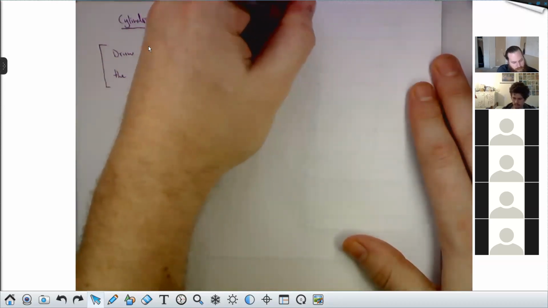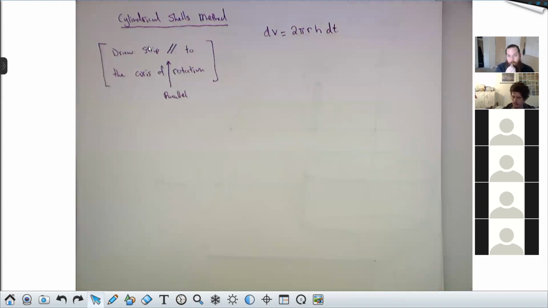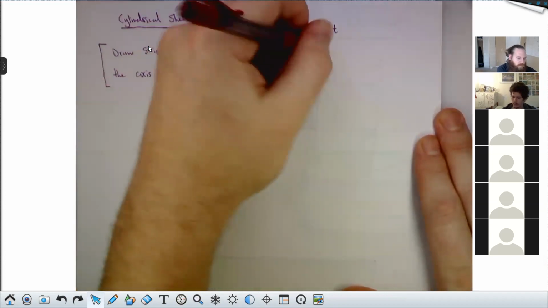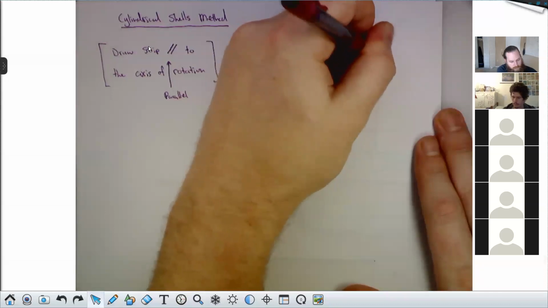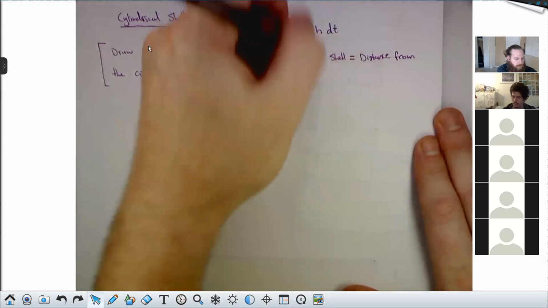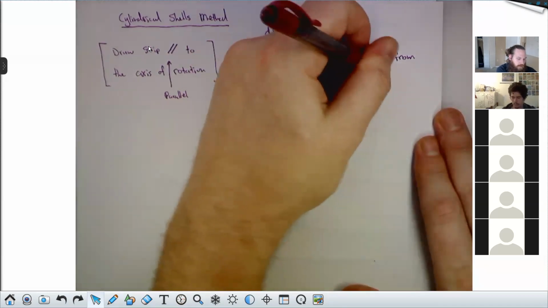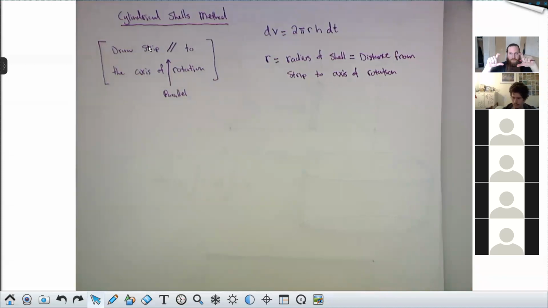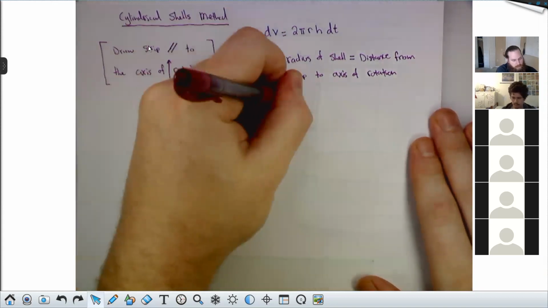dv will always be 2 pi r times h times, I'll use dt again in place of something that could be dy or dx, where r is the radius of the shell, which is the distance from the strip to the axis of rotation. And I want to say again that there's only one of these in the cylindrical shell method. Because the strip is parallel to the axis of rotation, it's not like the top or bottom is further away, right? There's just one distance from the axis of rotation to the strip. H is the height of the strip.